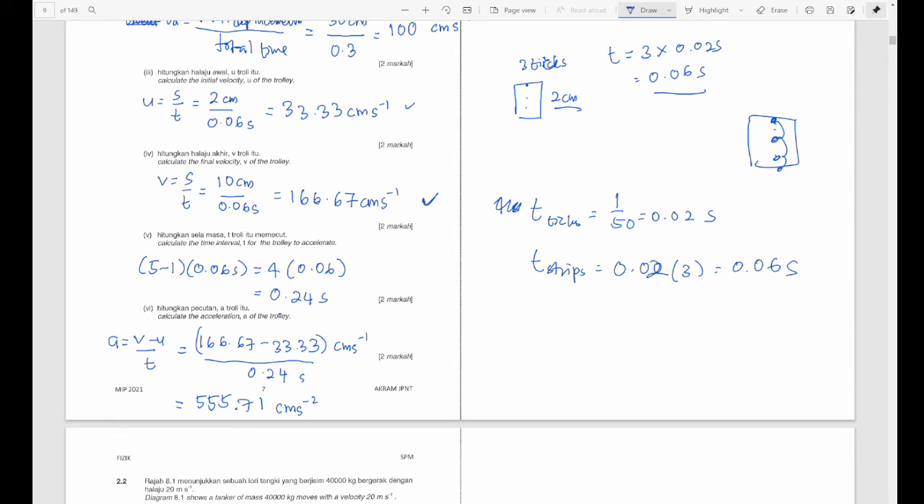This is how you can solve problems that involve ticker tapes or ticker tape charts in force and motion. So that's all for this question. Thank you.